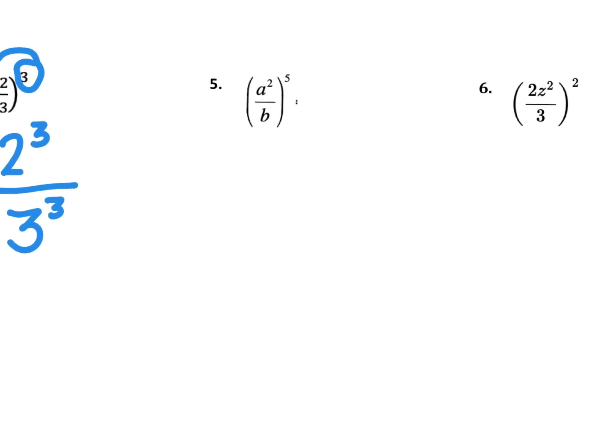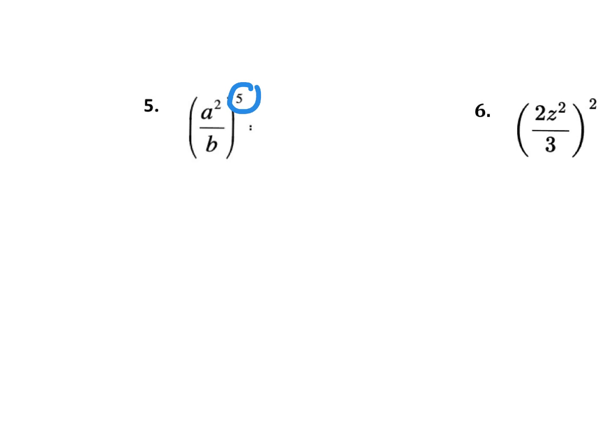Okay, here, this is a little different. When we take the power of 5 and put it on the numerator, there's already a power there. So remember that we have to multiply those two exponents, and we'll get a to the power of 10. And then in the denominator, it's just going to be b to the power of 5.